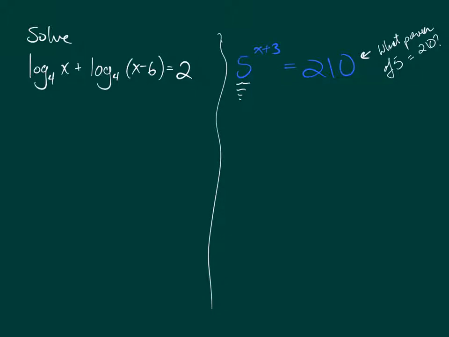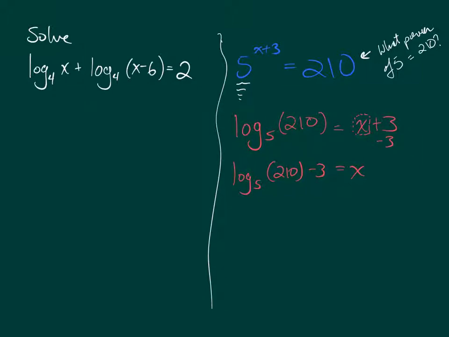So what do you do? You rewrite it as a log with a base. The base of the log is the same as the base of the exponential piece. So the log, base 5, will equal the exponent, x plus 3, and the 210 will go inside the log. So again, almost done. We need to isolate this x. It's pretty simple. You just have to subtract 3 from both sides.